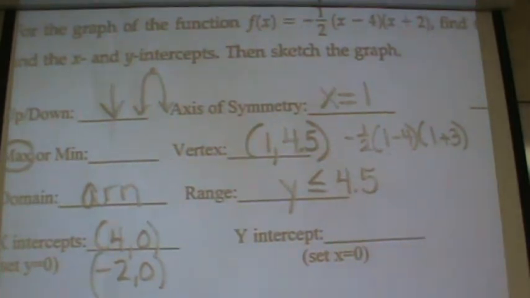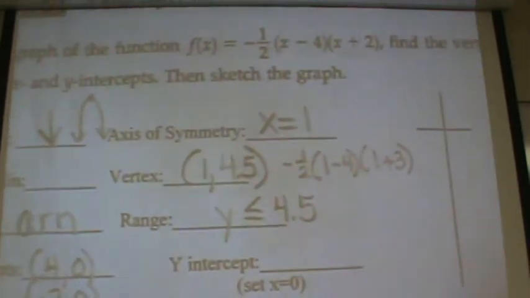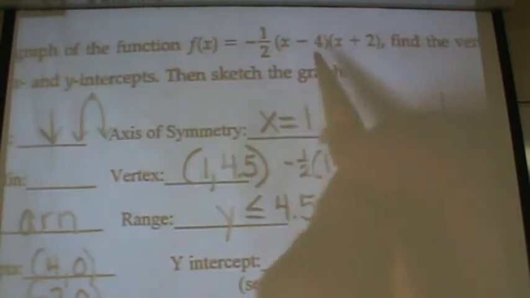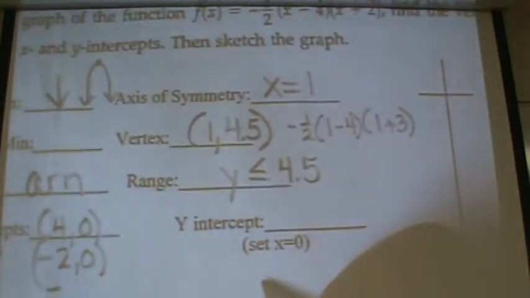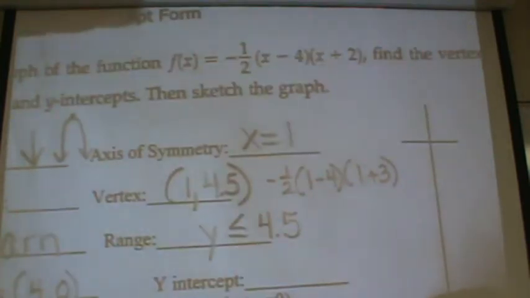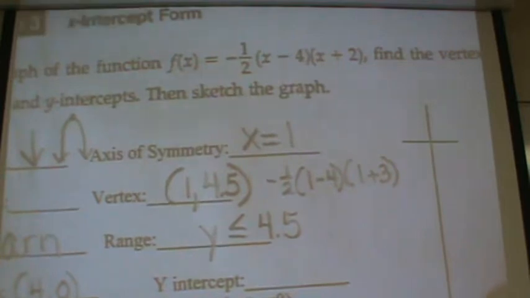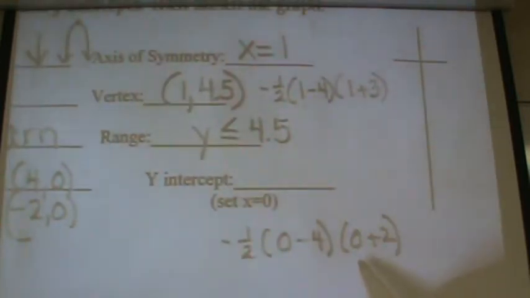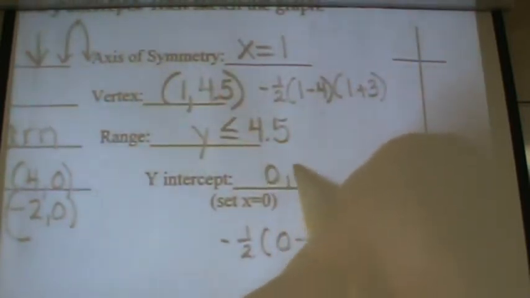Your y-intercept, there's a couple things you could do here to find this. What's one thing you could do to find the y-intercept? What's one automatic thing you can do? Put 0 in here. So you have -1/2 times 0 minus 4 times 0 plus 2. Anyone have an answer yet? 4. So 0, 4 is your y-intercept, and I have it graphed right there. And you could also give me the point across, which is going to be that point right there.